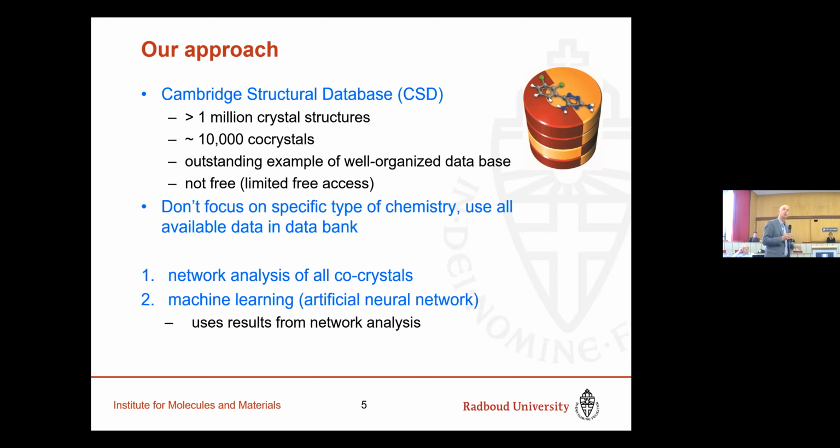And so we're going to use this database, and we're not going to say we look at a particular type of chemistry. We're just going to look at the whole thing in one way or the other. And this is the two approaches that I'll be describing. One is to look at the network of the co-crystals and then subsequently apply machine learning on this.